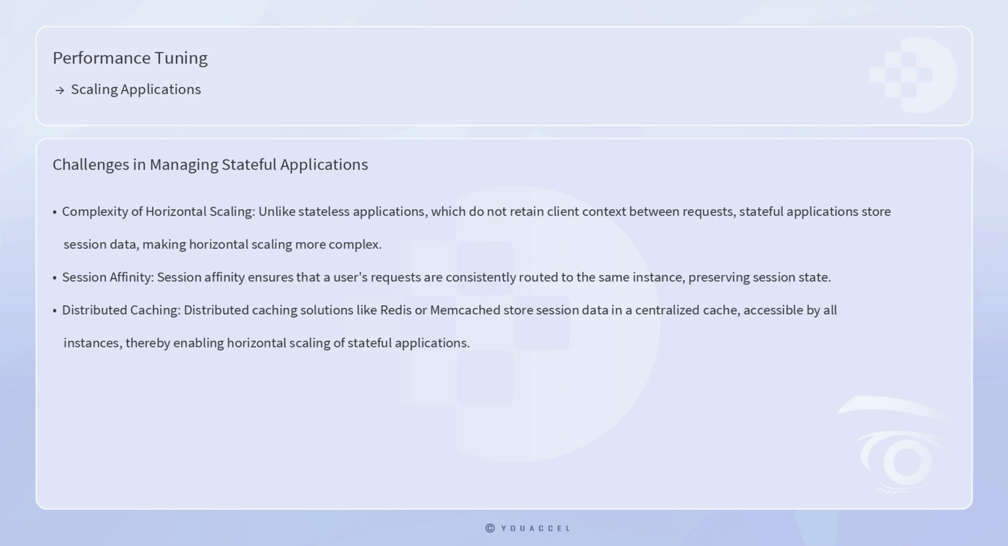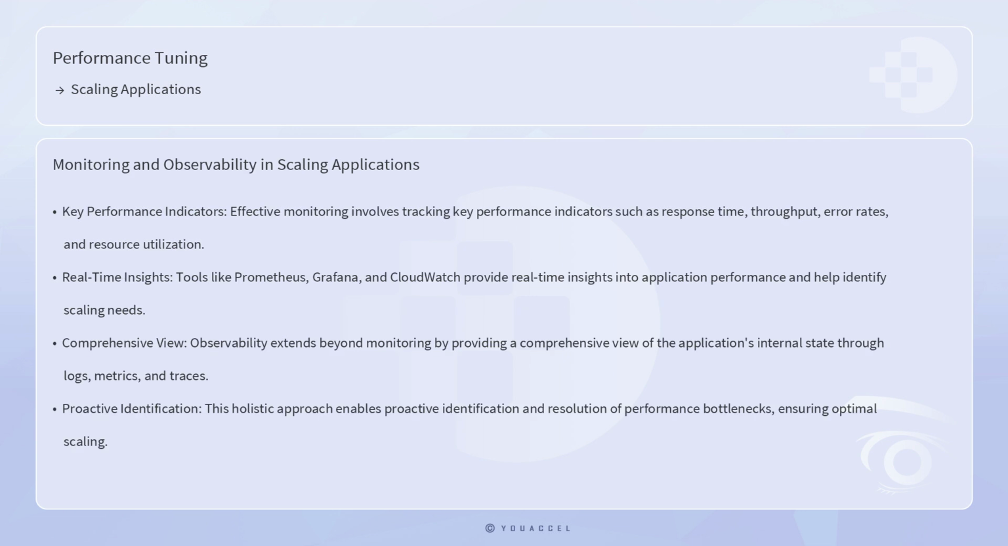Session affinity ensures that a user's requests are consistently routed to the same instance, preserving session state. Distributed caching solutions like Redis or Memcached store session data in a centralized cache, accessible by all instances, thereby enabling horizontal scaling of stateful applications. Monitoring and observability are crucial components of scaling applications.